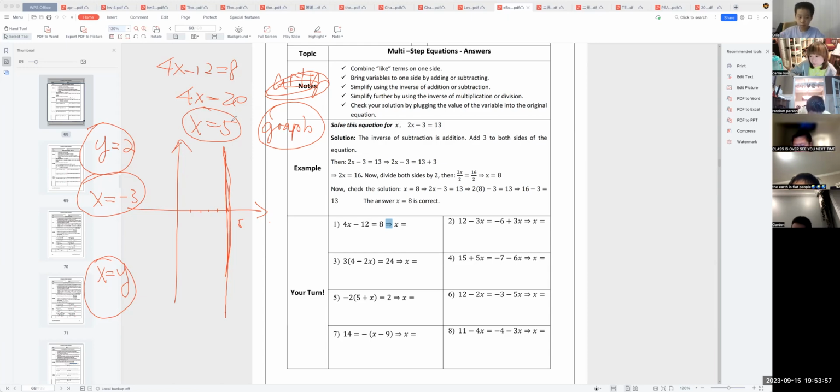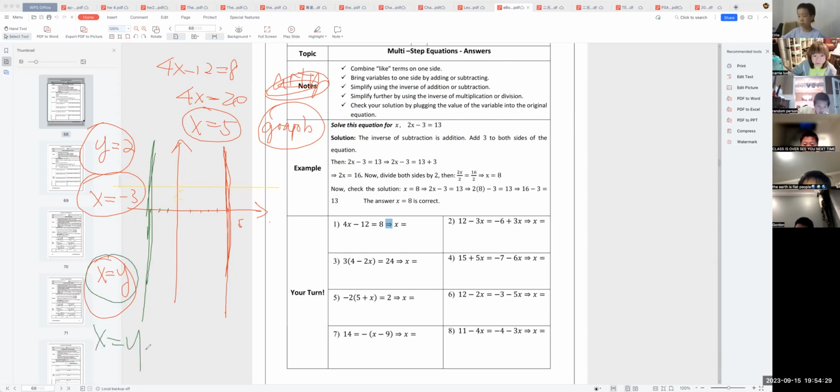Okay, so everybody, did you finish? Okay, so y equals 2 should be a line like that, okay? So 1, 2, so y equals 2 is a line like that. And x equals -3 should be a line like -1, -2, -3. Get it, everybody? Understand? Okay, so now let's move forward.